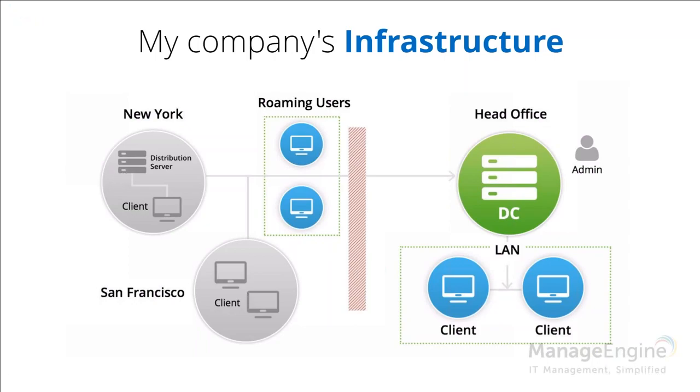where I'm going to use a distribution server model to help our network be optimized with bandwidth utilization. And San Francisco is going to be a limited office, with fewer machines, so I'm going to manage it using direct communication.